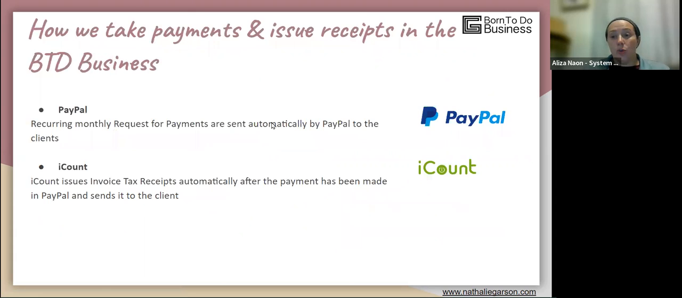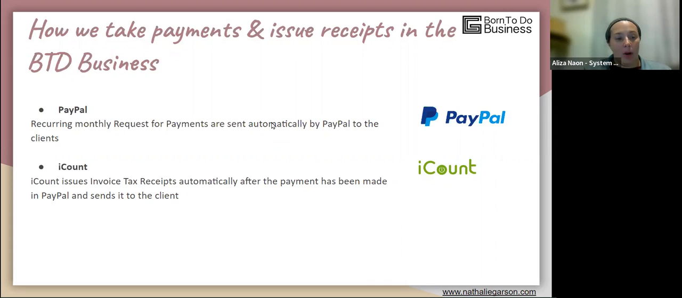How the Born to Do business is set up. The payment means is PayPal. There is a PayPal business account, and for every recurring monthly payment, there's a request for payment that's sent automatically by PayPal to the client, and the invoicing receipt system is iCount. iCount automatically creates receipts when a payment has been made in PayPal.